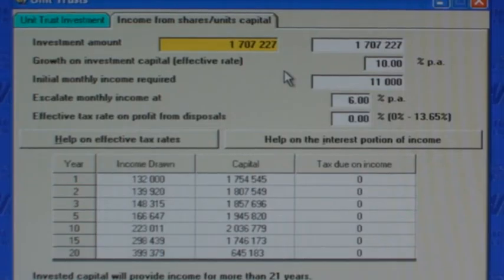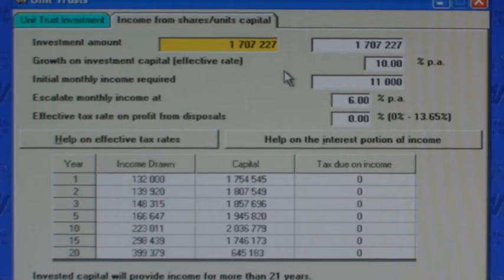our 1.707 million maturity value into the white field and use that amount as our capital. We can also say that we expect our money in the fund to grow at 10% per annum, just as before. I have entered that we will start off drawing 11,000 Rand a month, escalating at 6% to counter for inflation. This 11,000 Rand monthly income is 11 times what the investor paid in contributions when the investment started, and the 11,000 Rand a month increases at 6% per annum to keep pace with inflation.